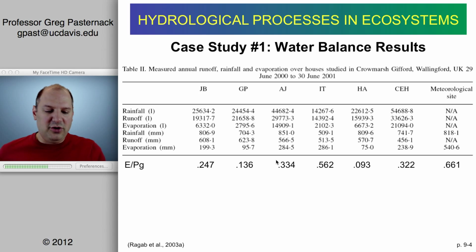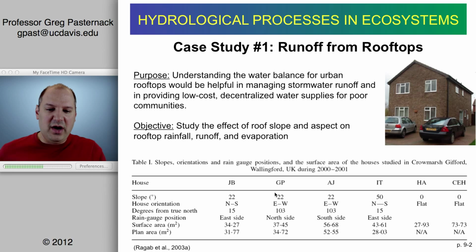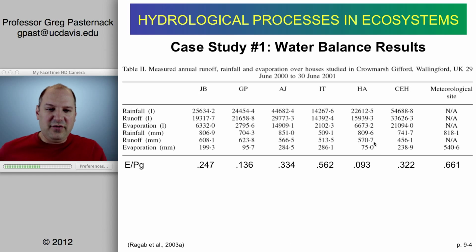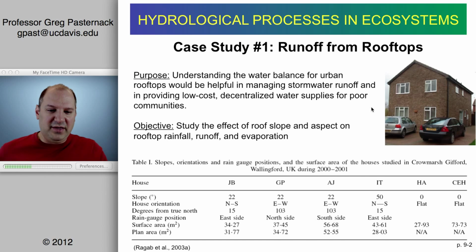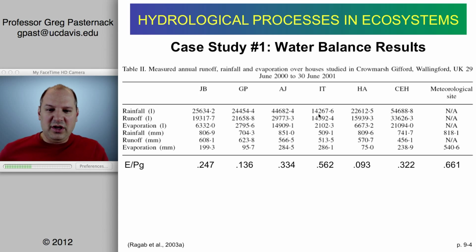So if we look at these roofs, if we go back, the first three are 22 degrees, and then there's one 50-degree roof. So if we look at the overall amount of rainfall, notice that the amount of rainfall there is 14,000 liters, compared to 24 to 45,000 liters for the 22-degree roofs and 55,000 liters for this other house. So it's possible that you have different amounts of rainfall.